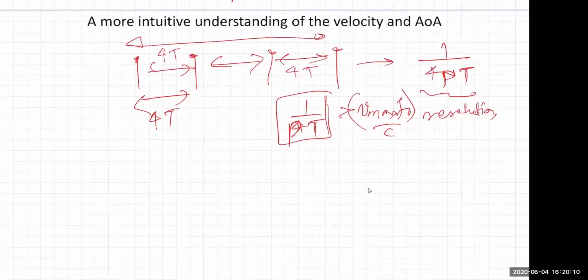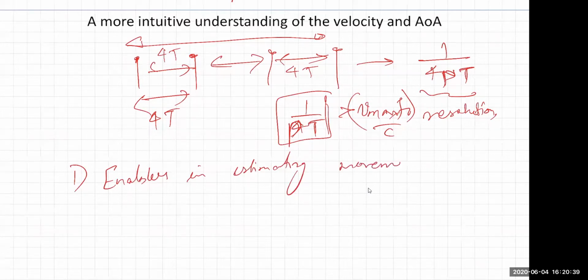Now, the minimum or the resolution essentially depends upon the window you are taking into account. Right now, we are taking the same window of P times T, which is essentially like 2 points. That's why we are getting range and resolution to be similar. So this enables you in estimating movement. Does it make sense?